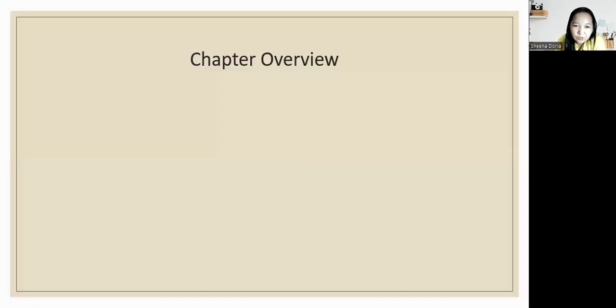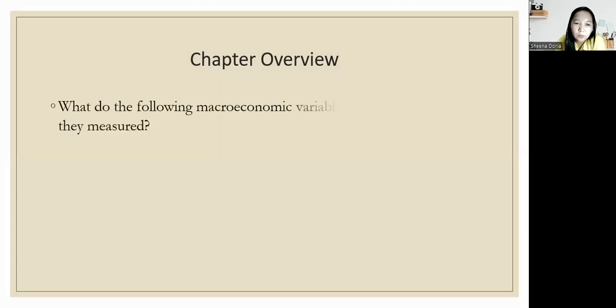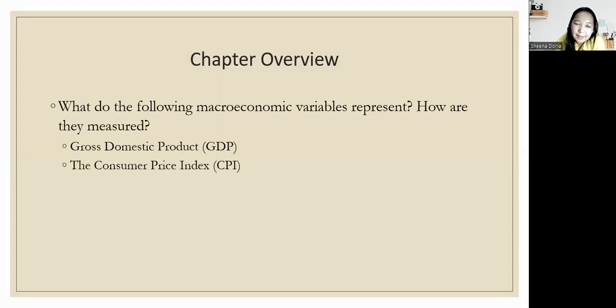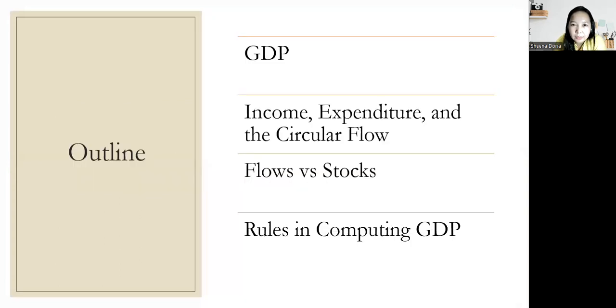Okay. So for the chapter overview, this is the guide question. What do the following macroeconomic variables represent and how are they measured? First is gross domestic product. Second is the consumer price index, which is related to inflation, and the unemployment rate. This is the outline of our discussion. First is GDP. Second is income, expenditure, and circular flow, flows versus stocks, and rules in computing GDP. By the way, this is a three-part discussion. I hope you learn a lot.